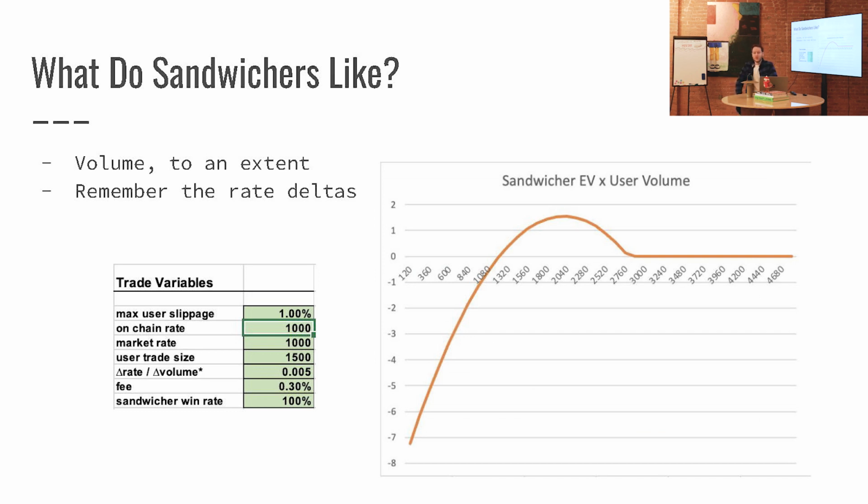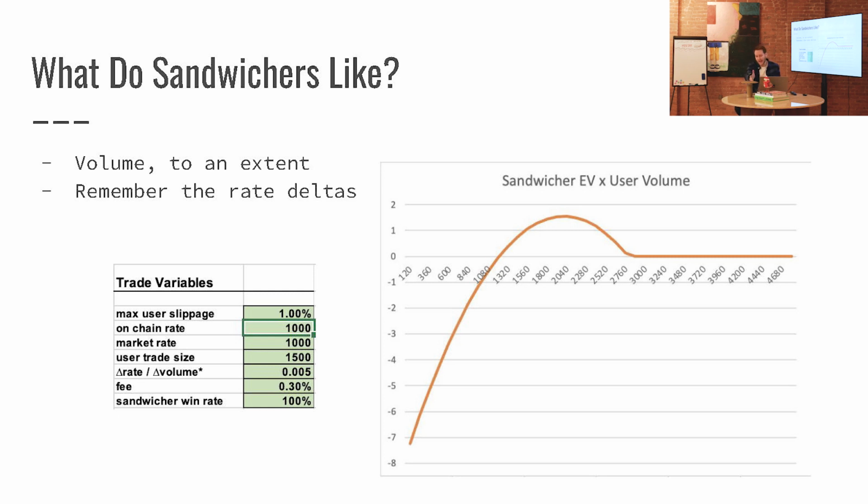Sandwichers also like volume to an extent, but keep in mind that rate delta model that we were looking at. If the user does more volume, that's going to be more price impact from the user's trade, which means that the sandwicher's own trade, their own price impact, is going to be smaller, right? Because the sandwicher is solving for the rate delta that's remaining. And so more volume means less of a remaining rate delta for the sandwicher. And so to a degree, sandwichers like volume because it means they can do a larger trade.